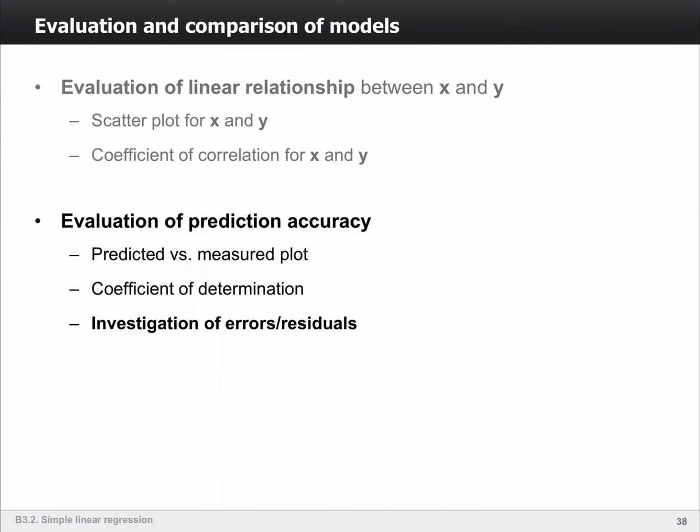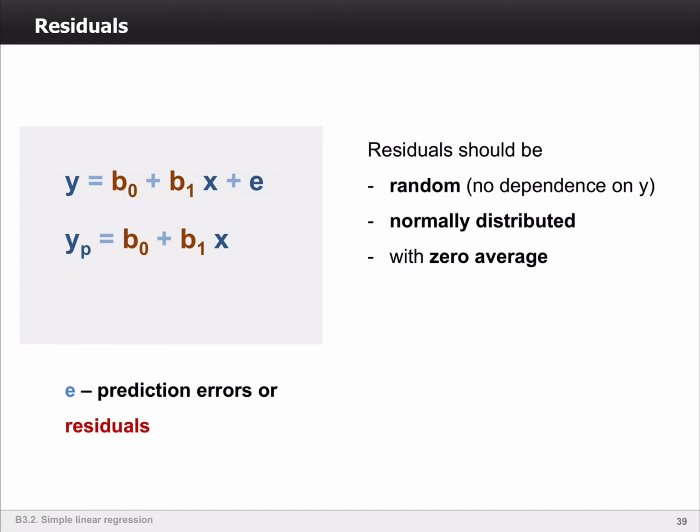Now let's talk about errors of prediction. Remember that error is just the difference between the real y value and the predicted y value. And the errors are sometimes called residuals because it's what is left over after you subtract the part of the variation of y that the model predicts.